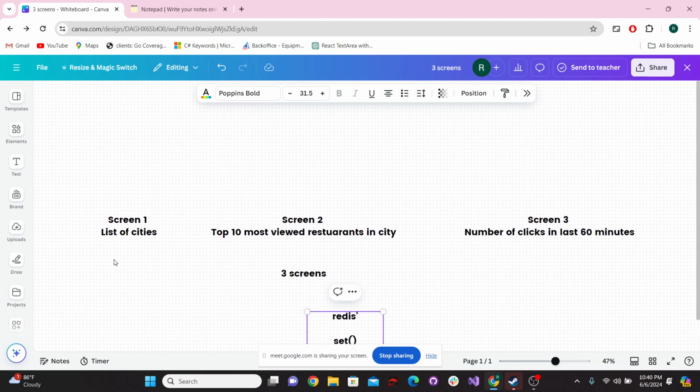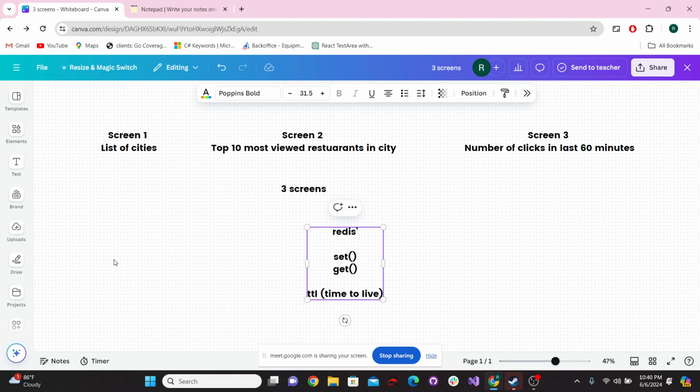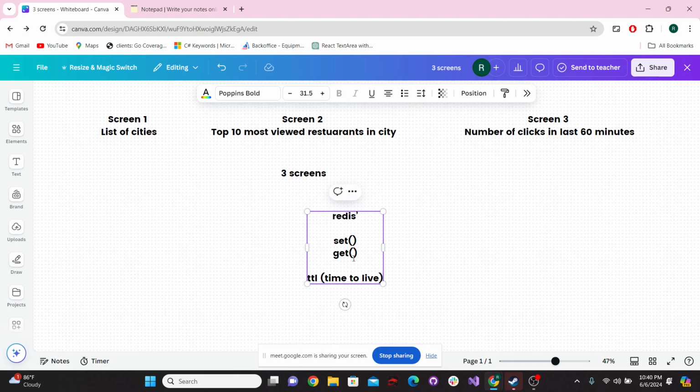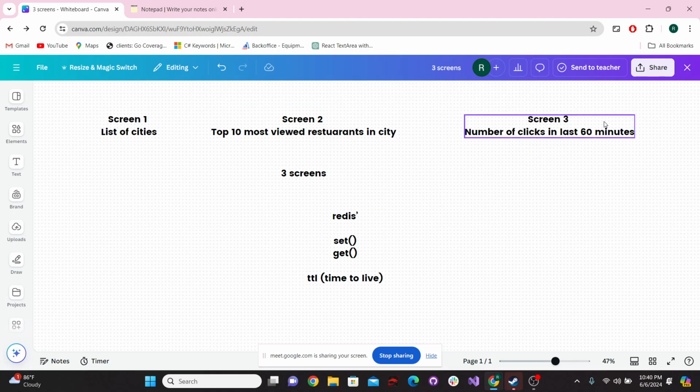Again, I'm thinking everything ad hoc. I've planned this question, I've not planned the answer. I'm thinking of an answer ad hoc, which is how I had to think in the interview. So this TTL is time to live, right? Let's talk about screen 2. Always in this kind of problem you go screen by screen. Number of clicks in the last 60 minutes, how do I track this? In 60 minutes, how many clicks have happened?